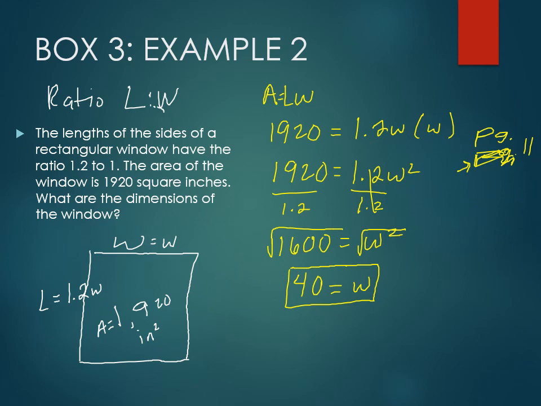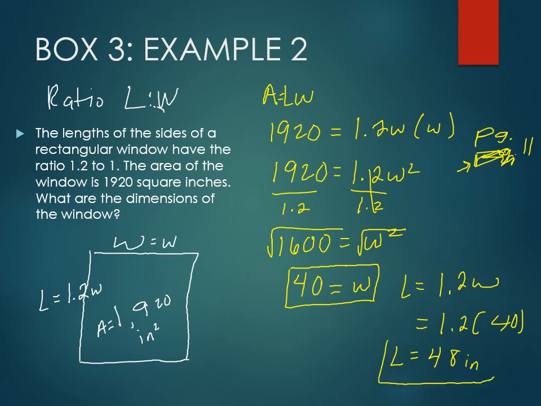How do we feel? And then to find our length, so length equals 1.2 times W. Well, do we know what W is? So we now have 1 and 2/10 times 40. So what is our length? To write it in inches, so let's squeeze that in there. Inches. So our width is 40 inches, our length is 48 inches.